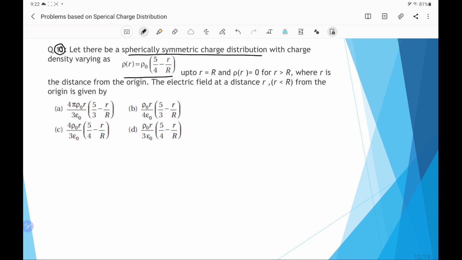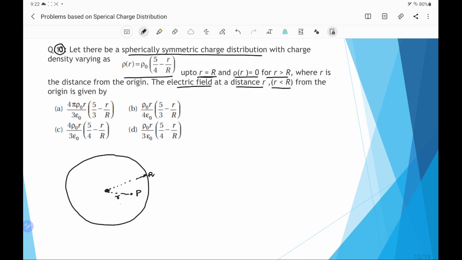And this charge density varies up to r equal to capital R, and it is 0 for r greater than capital R. So, it is a spherically symmetric charge distribution, where r is the distance from the origin. We need the electric field at a point r which is less than capital R. That means this is a spherically symmetric charge distribution distributed over its volume. Here this is the center, and from the center this surface shows the distance r, and there is a point P at a distance r, for which we have to find the electric field.